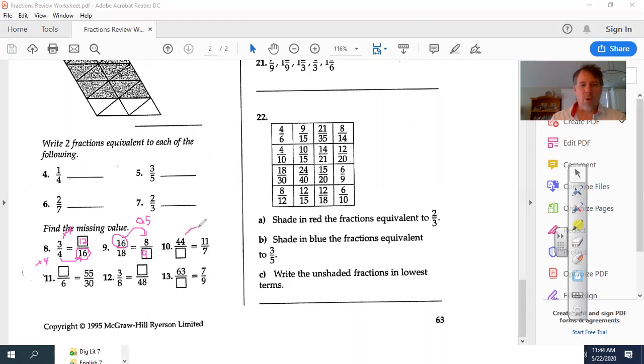Next one, 44 to 11. That means I had to divide by 4. So I could say it's multiplying by a quarter or 0.25, or I could say it's dividing by 4. And I want you to understand that it doesn't matter which way we think it. But this one's got a bit of a curveball because the one we don't know is from the original.